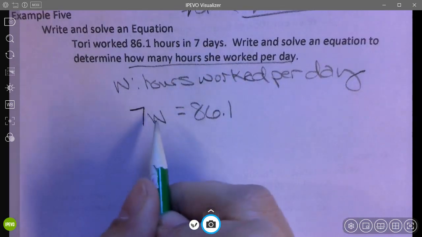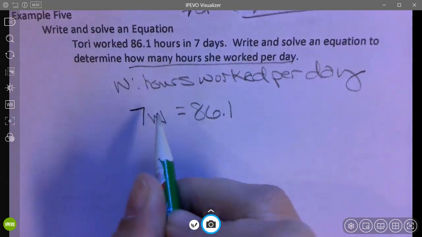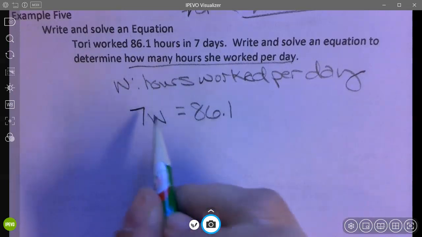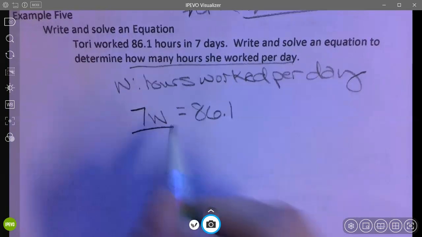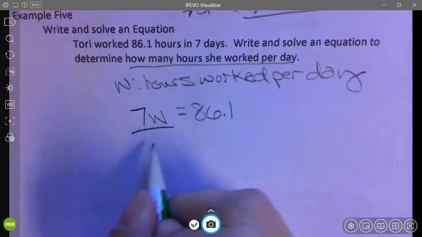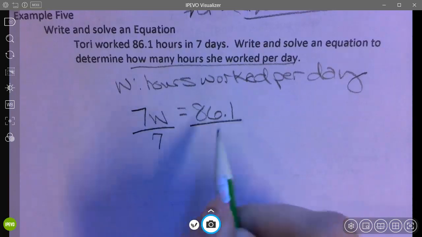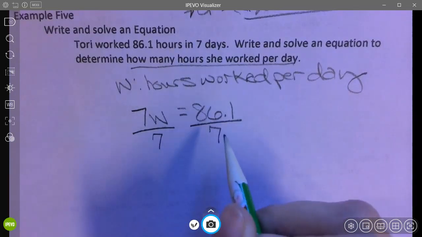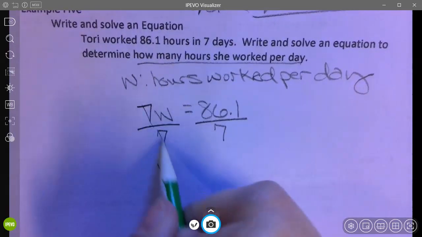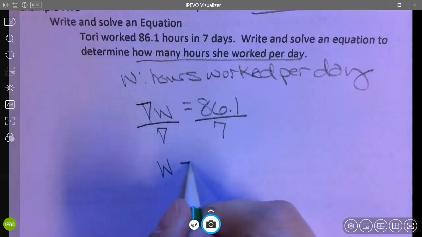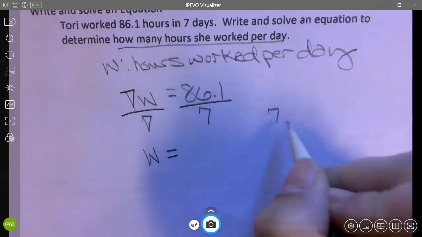Right now, there's a 7 being multiplied with my variable. I need to isolate my variable. I need to get the variable all by itself so I can see the value. Right now, it's being multiplied, so I need to take the inverse operation, which is division, divided by 7. I need to keep it balanced, so I need to divide the other side by 7. That will give me 7 over 7, which would be 1, and 1 times W is just going to give me W.